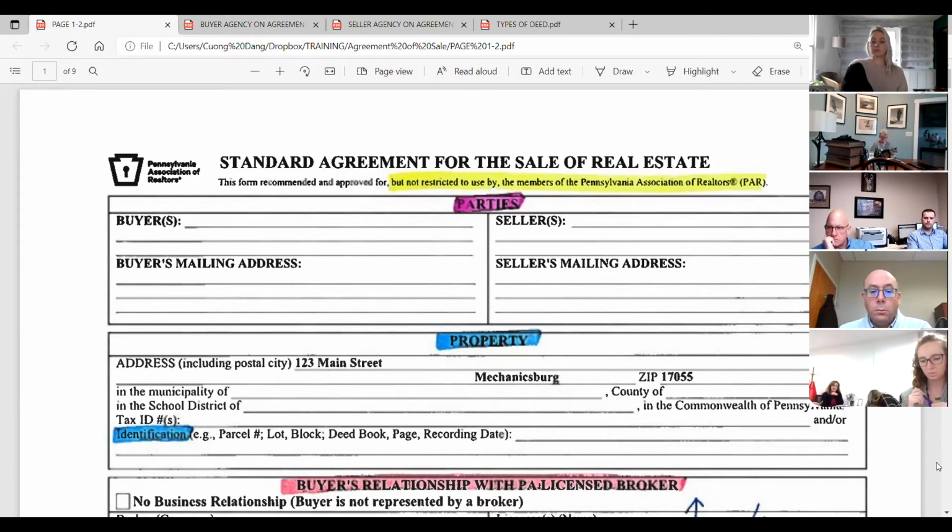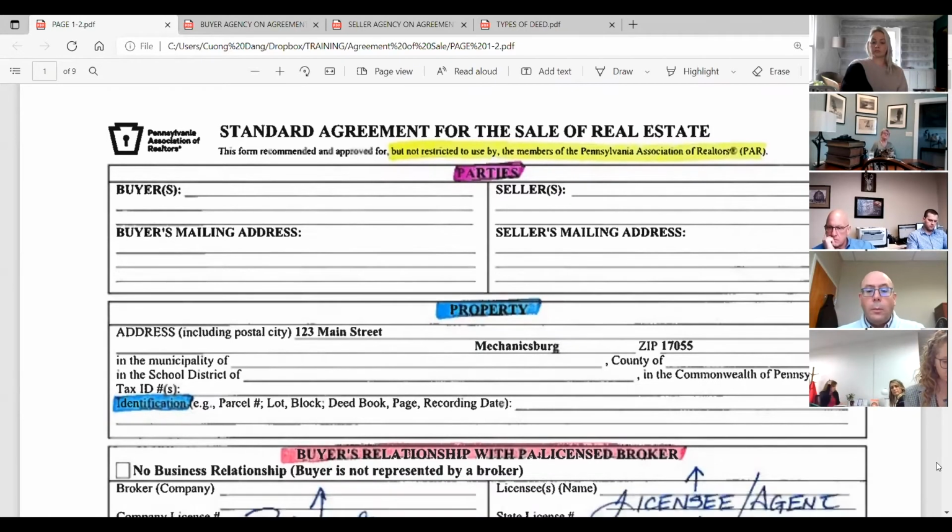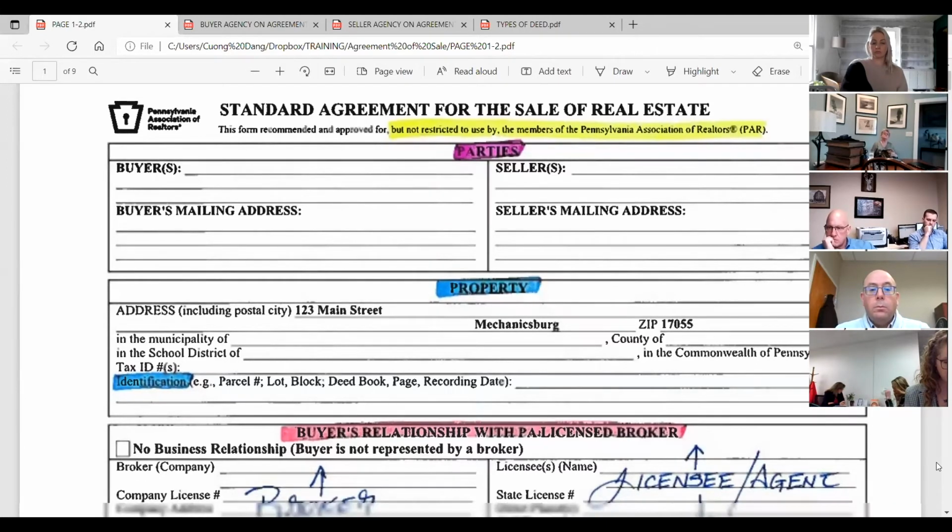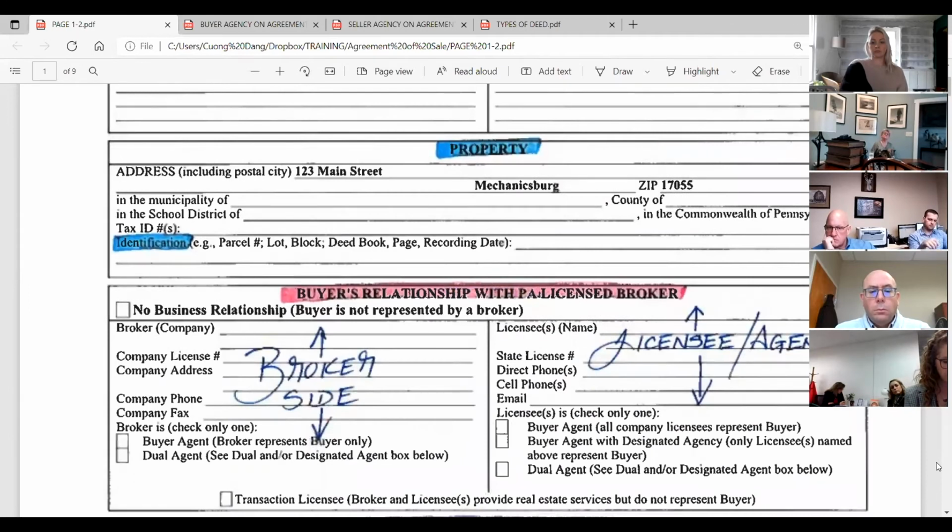Okay. So the next box that we come across says at the top center, parties. This is the who. Who is buying? Who is selling? Please fill it out completely. Okay. Next section is the property. This is the what. What is being transferred? You're going to want to fill that out completely.